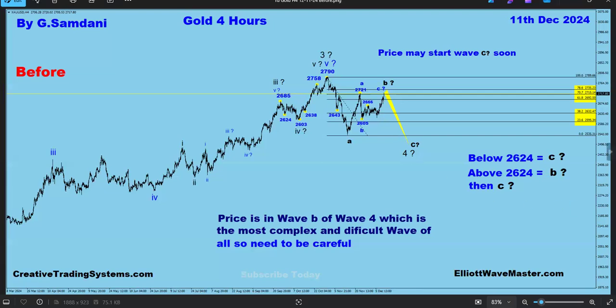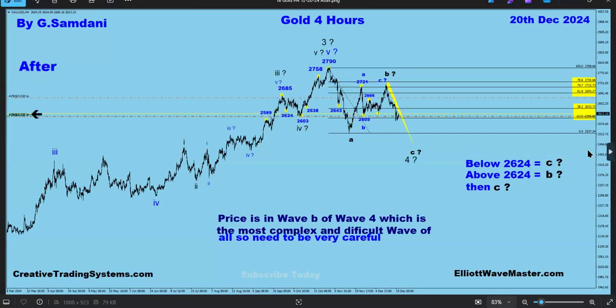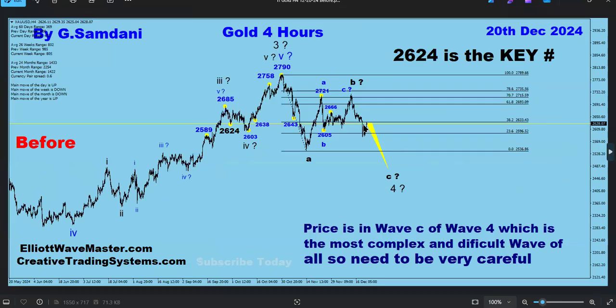So now what happened? This chart started to drop, very nice and clean. And I had several short trades here. Then I made another chart saying that we're probably going to go lower, and that's what I was expecting. And then I made this chart that we might be able to go down and finish wave 4 if we go below this. You see that I wrote down here that 24 is the key number.